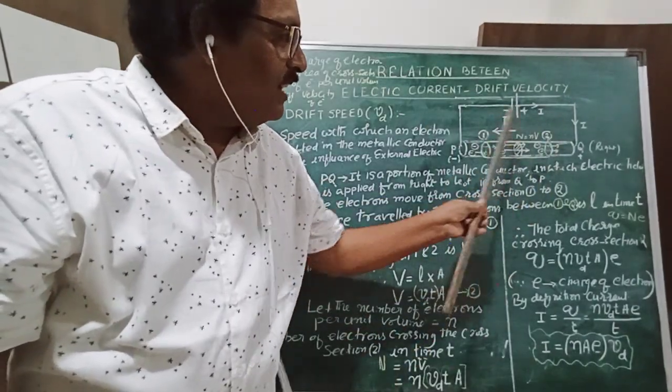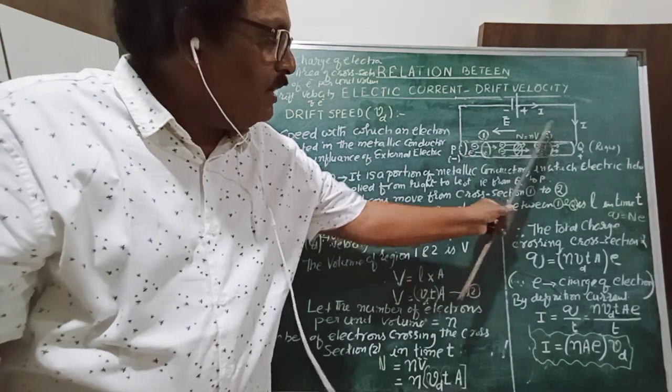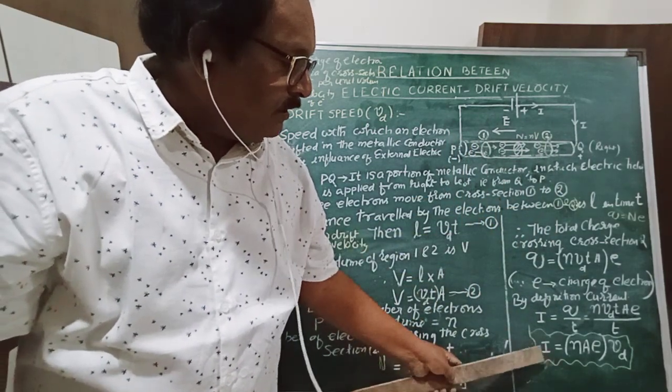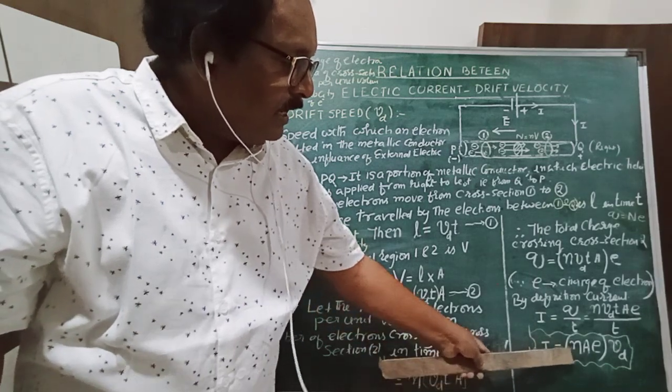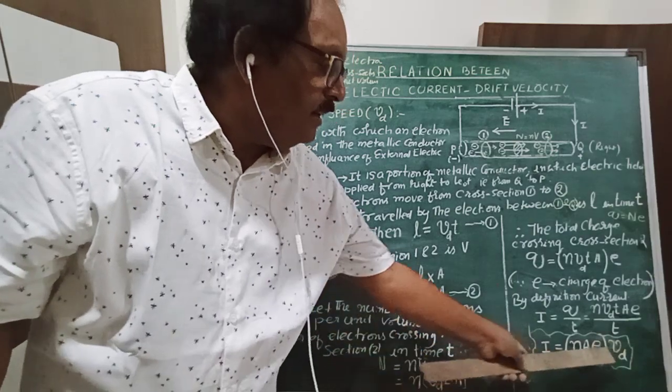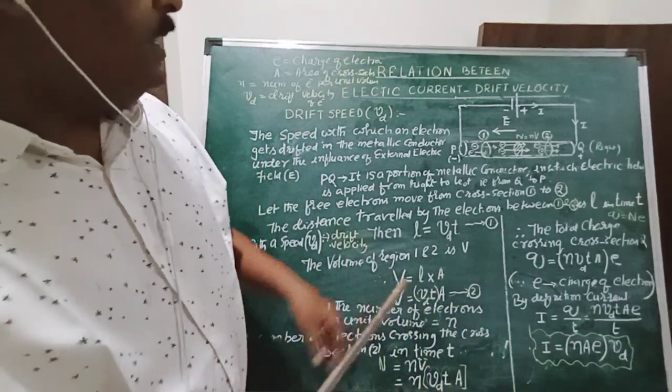So the conventional direction of current is from right to left, from the second end to the first end, because the electrons drift from left to right. Therefore, the strength of the current that is established is n A e times the drift velocity. This is the relation between current and drift velocity.